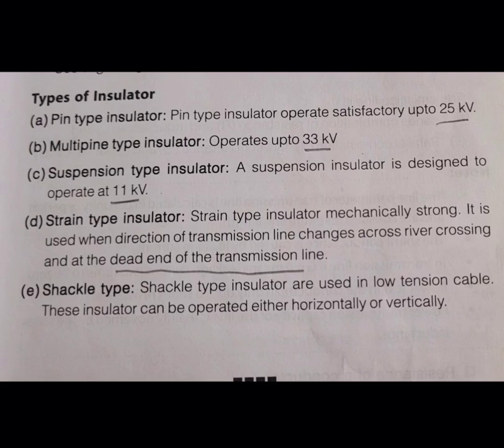This one is very important. They will ask where the strain type insulator will be used. You have to write: dead end of the transmission line and river crossing. We will use strain type insulators there. And shackle type insulators are used in low tension cables. These insulators can be operated either horizontally or vertically.